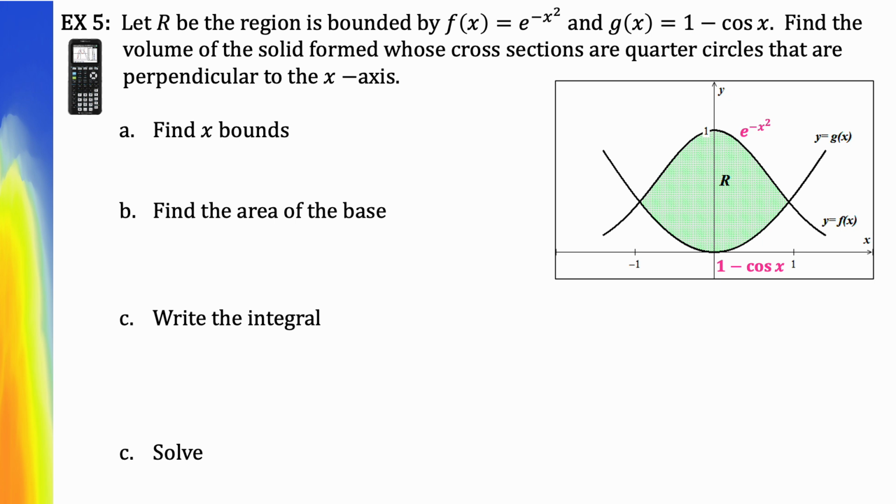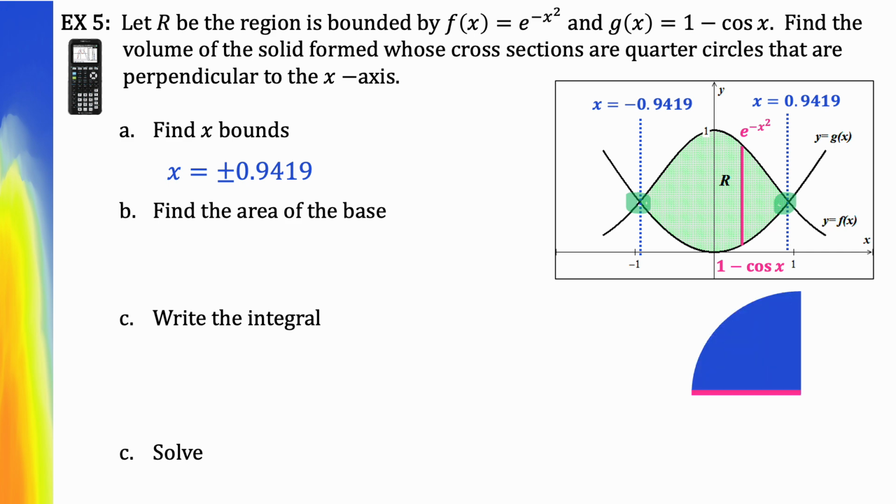Let's start by finding the x bounds here. Where do these two functions intersect? So thankfully this is a calculator question and you can let your calculator work that out for you. Plus or minus 0.9419. Now the tricky part, find the area of the base. So I've dropped a cross section there, and that pink line is the bottom of a quarter circle. Okay, so how long is that line? Well, it's going to have to be the top function minus the bottom function.